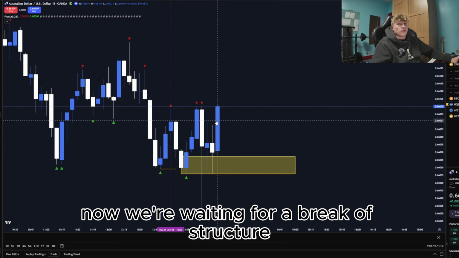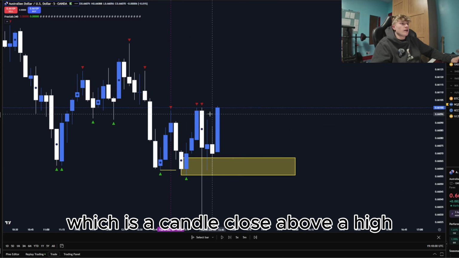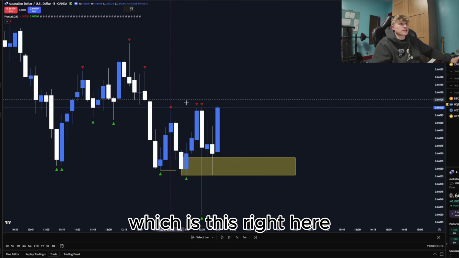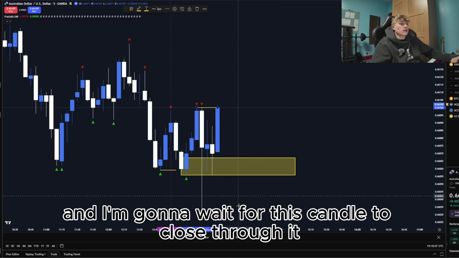Now we're waiting for a break of structure, which is a candle close above a high on the 5-minute time frame. So I'm going to look for the most recent break of structure, which is this right here, and I'm going to wait for this candle to close through it.